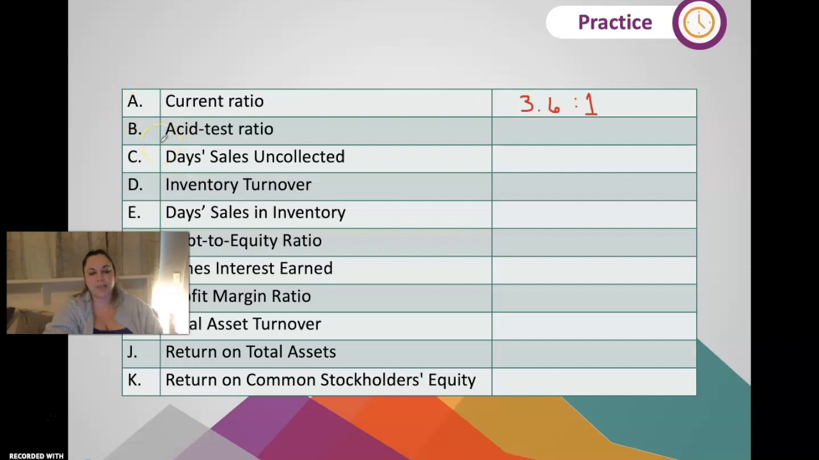Next up is the acid test ratio, which is very similar. So we're not going to be using all of the current assets.